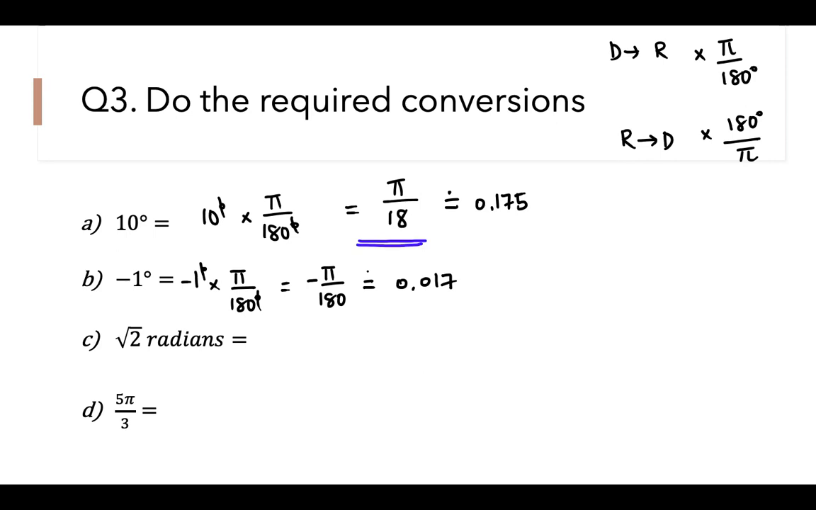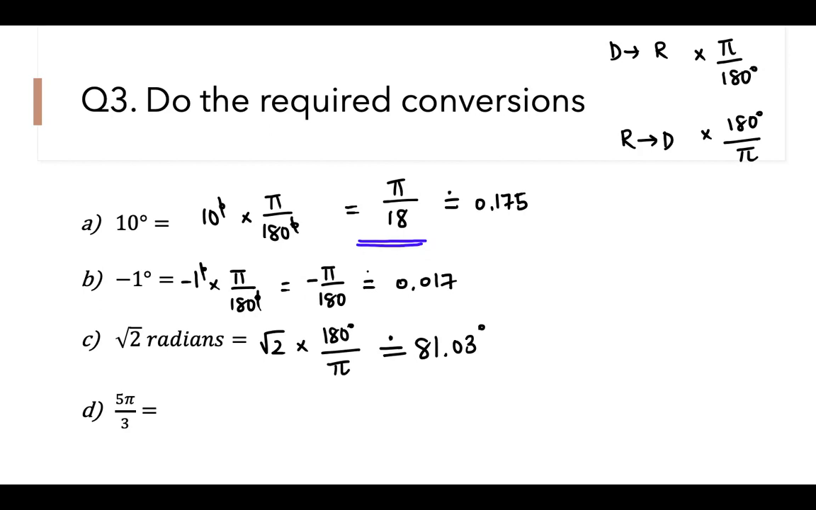Okay. Next, we have square root 2 radian into degree. If we are converting from radian to degree, that means we're going to multiply by 180. So square root 2 times 180 divided by pi. You can't really simplify this because it's a square root. So approximately it's going to be 81.03 degrees.